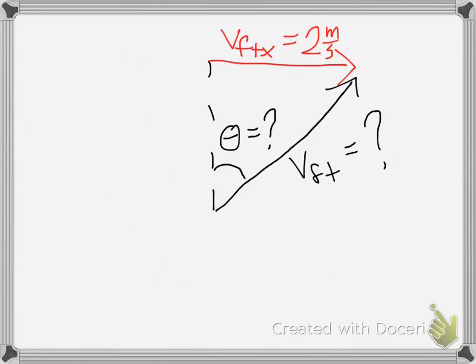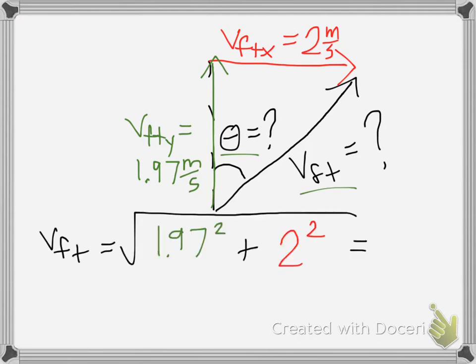So adding that into what I already know about the target ball, I know that its final velocity is 2 meters per second in the x direction. I know its final velocity in the y direction is 1.97 meters per second. So I want to know what this angle is, and I want to know what the final overall velocity of the ball is. Well, I've basically set up a triangle where I've got the height and the base, and I just need the hypotenuse. For that, I can use the Pythagorean theorem. When I add these two values together, square them, and take a square root, I get the final velocity to be around 2.81 meters per second.